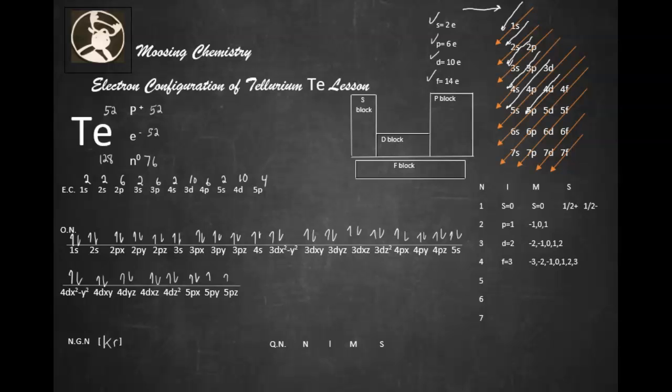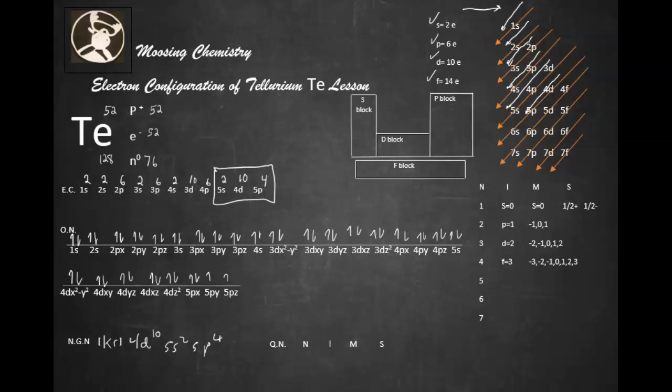Let's go ahead and do a valence shell. There's our valence shell. Now we're going to write it numerically in order down here: 4d10, 5s2, 5p4.